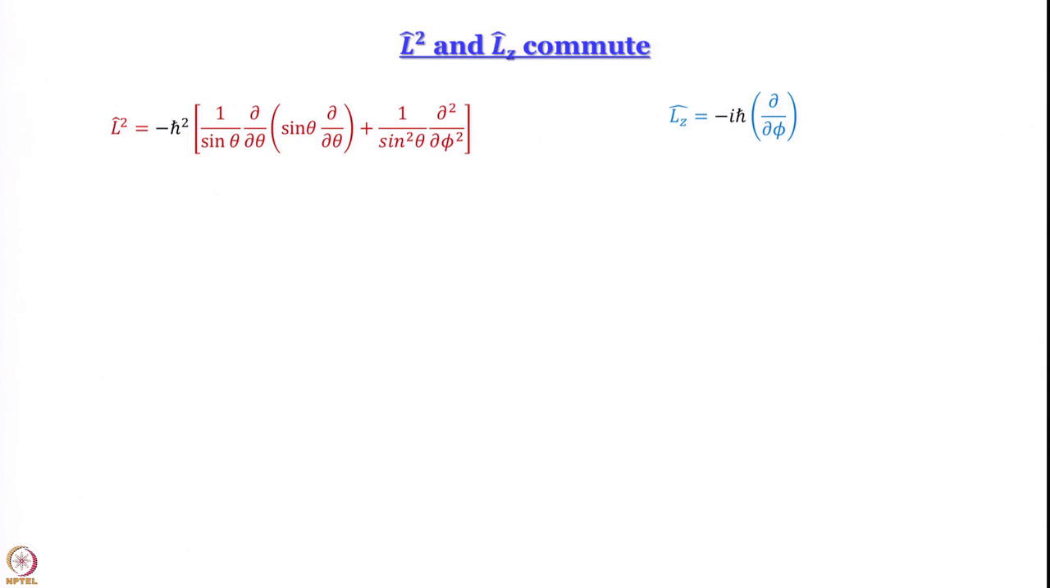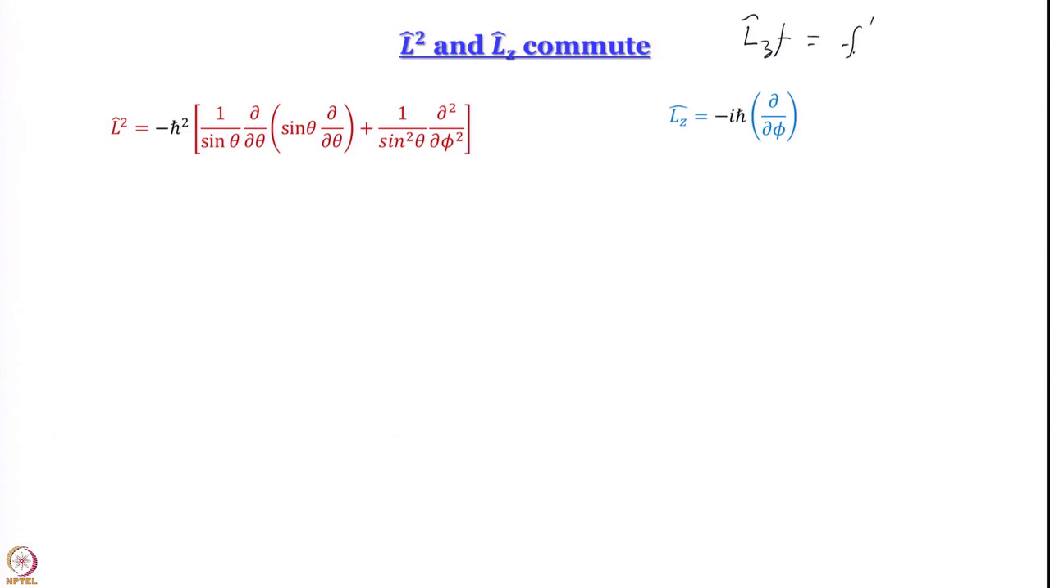You take a function, make Lz operate on it, get another function, make L square operate on that function. You get some answer. Then go back to that original function, make L square operate on it. Perhaps it is best if I write. So, let us say I have some function f. I make Lz operate on it. So, I will get some function maybe f dash.